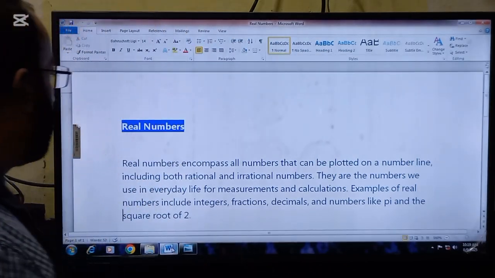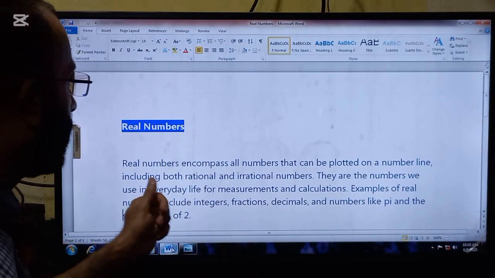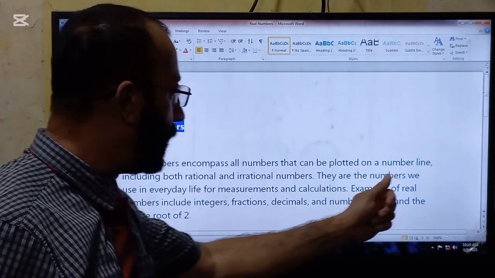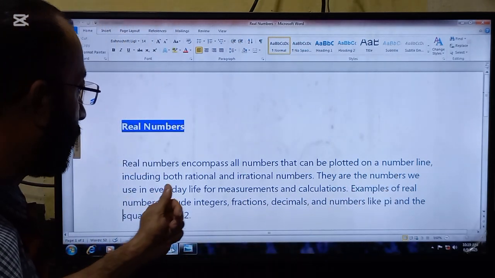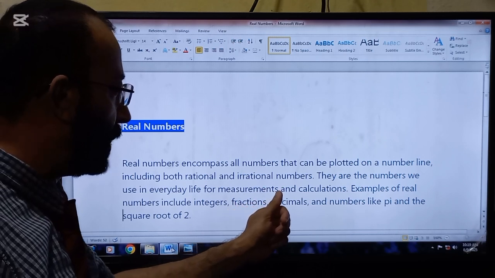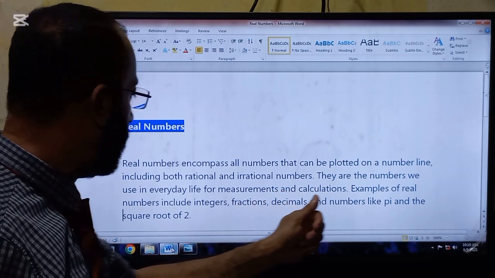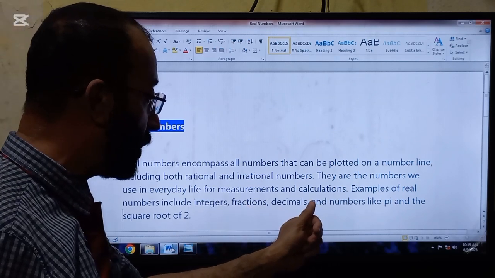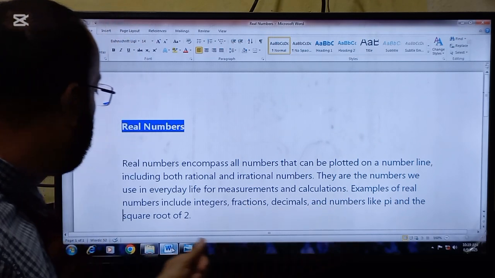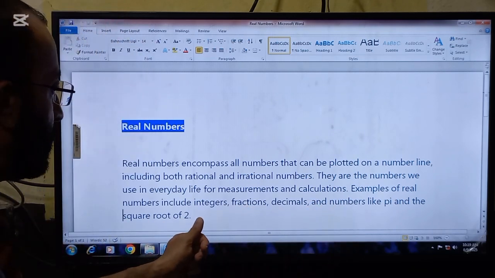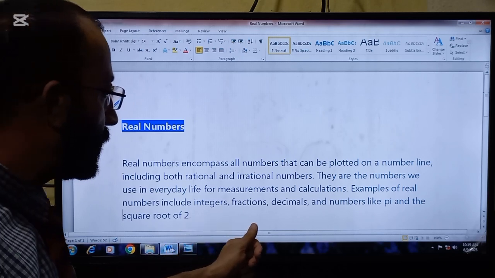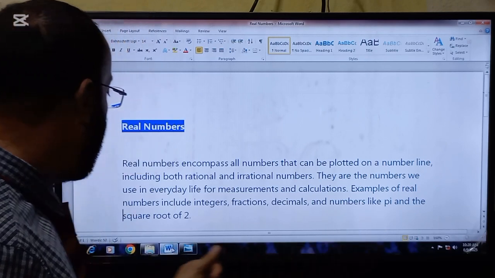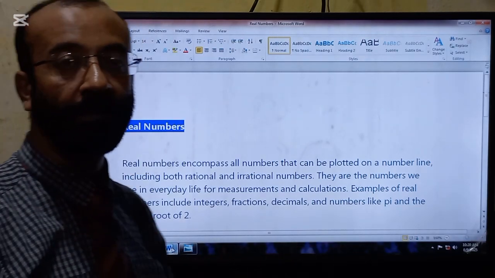So concentrate yourself. Real numbers encompass all numbers that can be plotted on a number line, including both rational and irrational numbers. They are the numbers we use in everyday life for measurements and calculations. Examples of the real numbers include integers, fractions, decimals, and numbers like pi and the square root of 2.